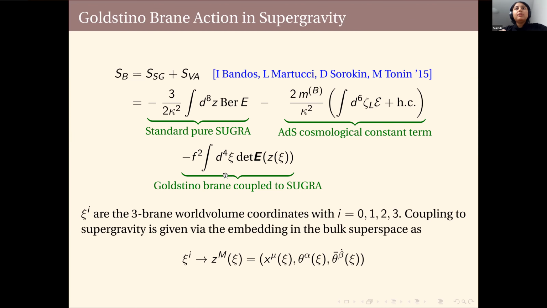And so this brane is coupled to supergravity, and that coupling happens by embedding these world volume coordinates in the superspace coordinates like this. So these are the superspace coordinates, x mu, theta, and theta bar. And when they're written as functions of these 3-brane world volume coordinates, the Goldstino brane gets coupled to supergravity.